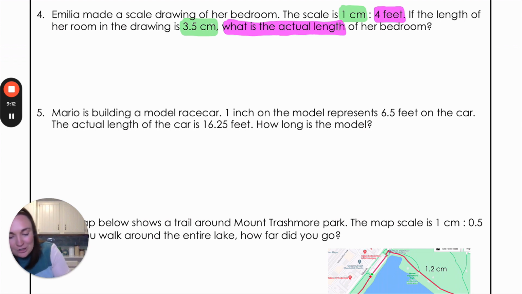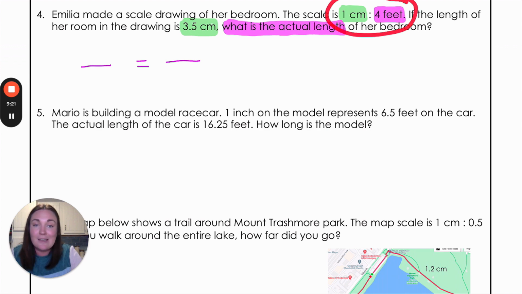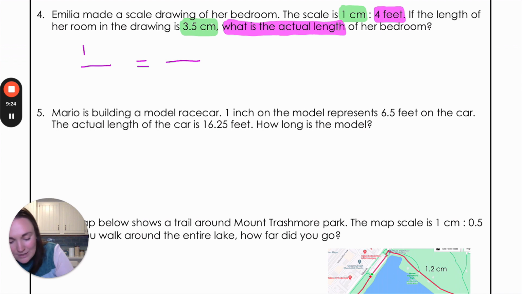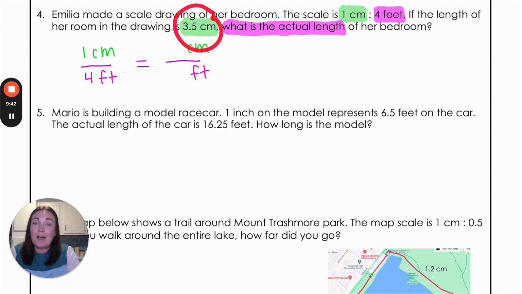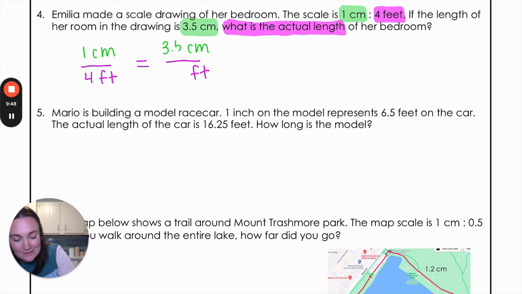Okay, so we're going to set up that proportion. And again, my first fraction is always going to be those two things that go together, and in a scale drawing that is always going to be the scale. So my scale is 1 centimeter to 4 feet. So I've got 1 centimeter and 4 feet. Now, I know that when I'm setting these up, those labels have to stay the same across. So I know I'm going to have centimeters on top and feet on the bottom. My third number in the problem is that 3.5 centimeters. So I know that has to go on top based on those labels. That's why those labels are so important. I don't know how long the actual bedroom is, so that's going to be my x.